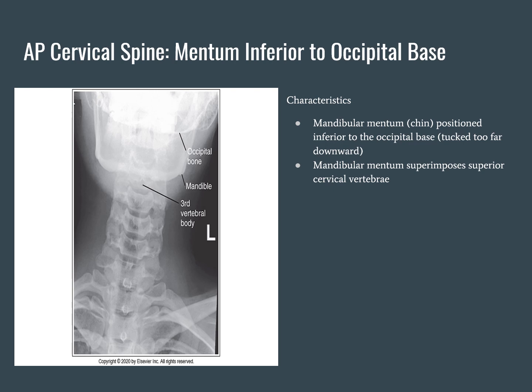So when the mandibular mentum is demonstrated inferior to the occipital base, meaning the chin is tucked too far downward, it actually superimposes over the superior cervical vertebra. As you can see in this image, the third vertebral body is superimposed. So we must, again, just make sure that we have positioned the patient according to criteria in order to obtain the appropriate projection.